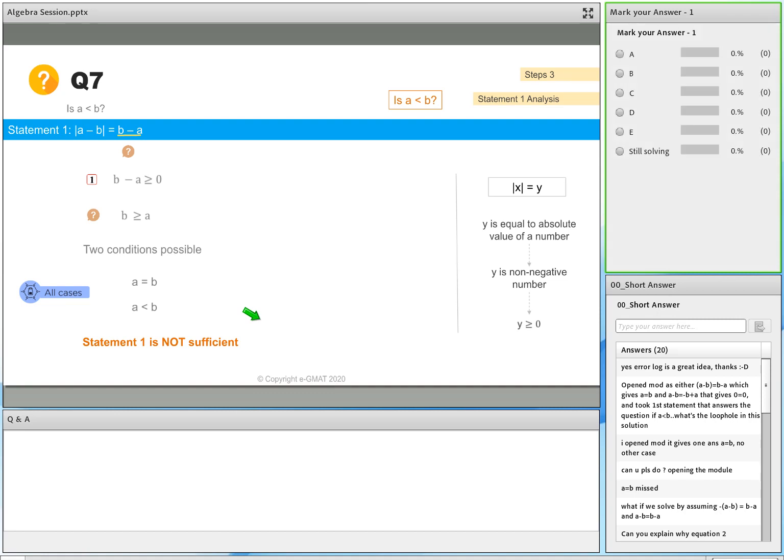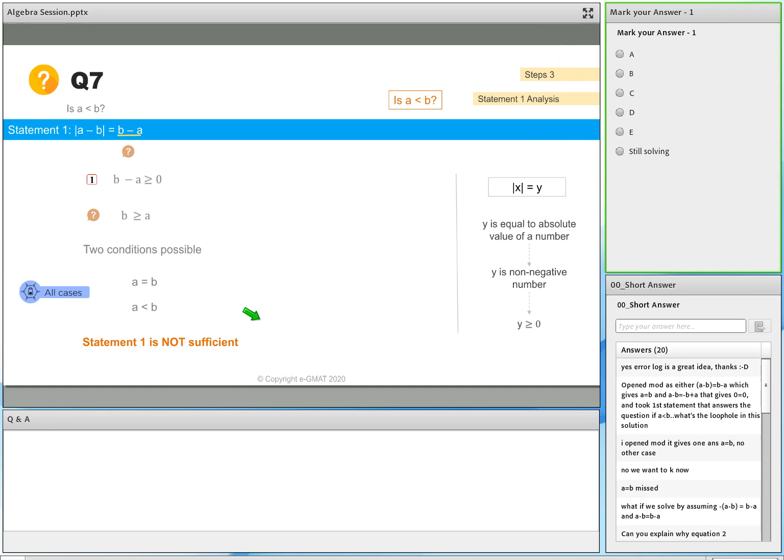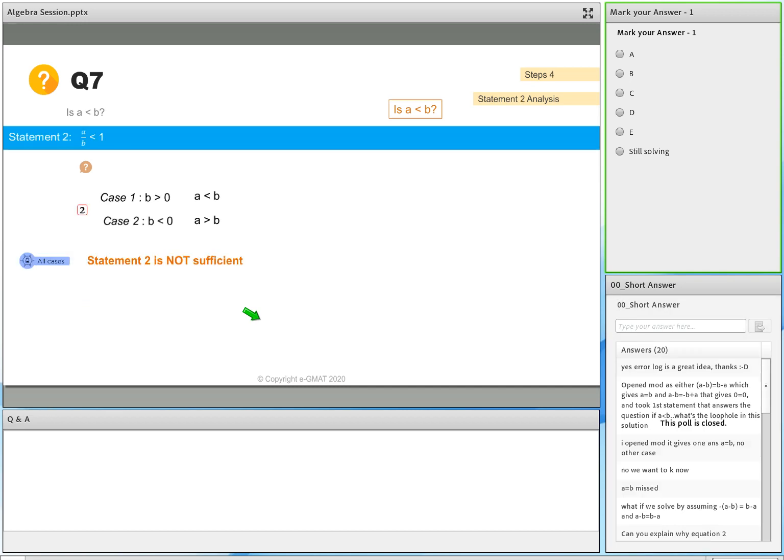I have opened the poll. Please mark still solving. Please post any unanswered questions in the Q&A pod. Let's have a few more people mark still solving, and only then am I going to open the next question. We already have 45 people ready. Okay, here's number 8 then. Good luck.